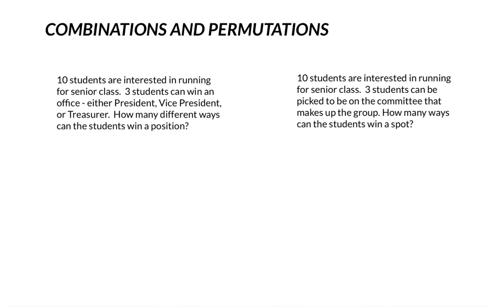I want to talk about combinations and permutations. Both of these things are counting tools that we often use in probability in order to figure out how many outcomes there are possible. Because probability is typically, figure out how many ways you can get what you want divided by how many total ways something could happen.